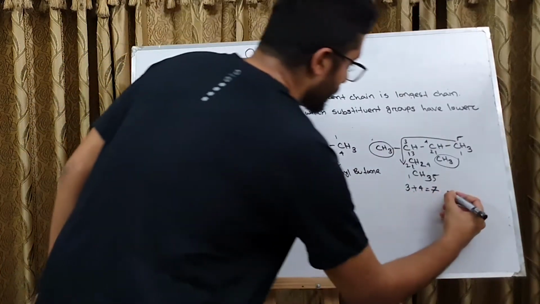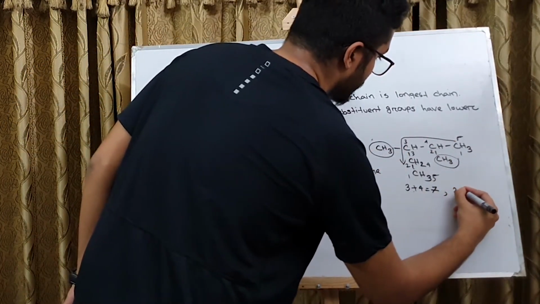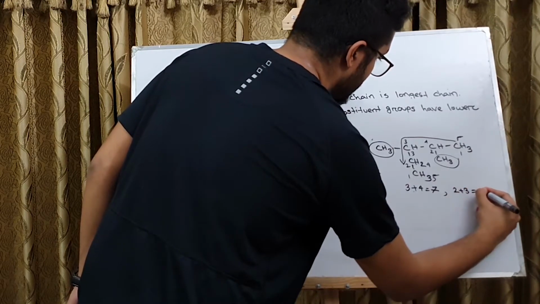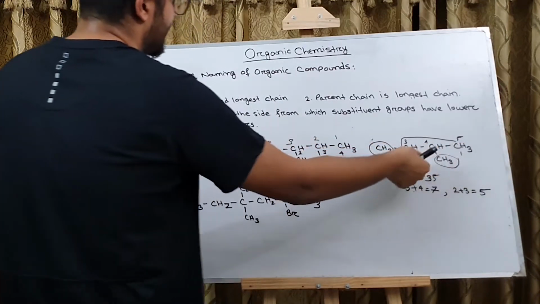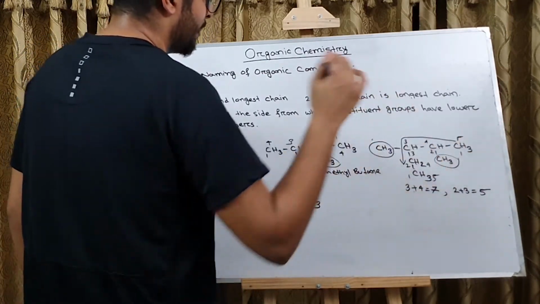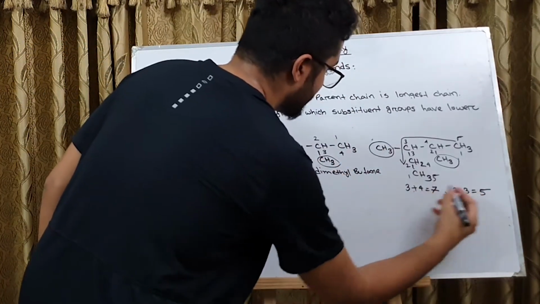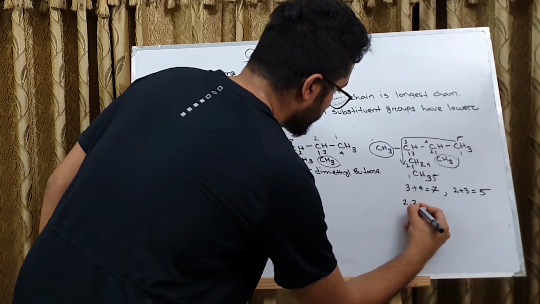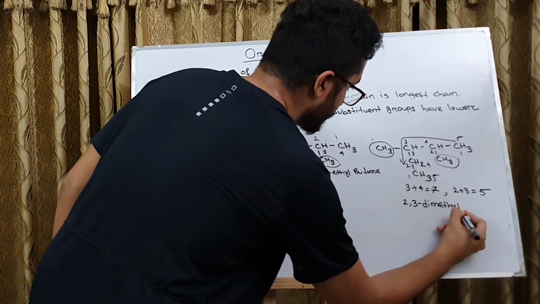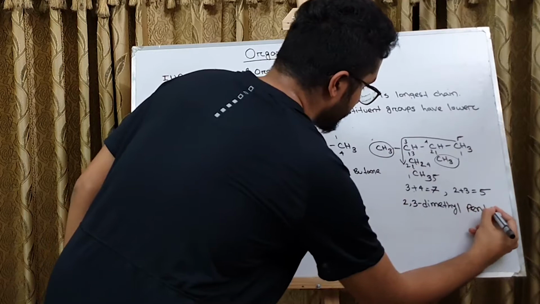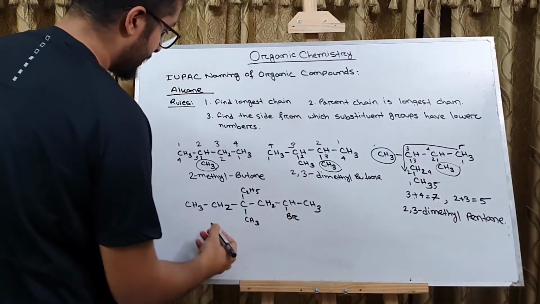See that? So if I number it from right to left, I have the summation of the substituent groups as 2 plus 3 equal to 5. So I will number it from this side, as it gives me the lowest number in case of substituent groups. So this can be named as 2,3-dimethyl pentane. Clear? Okay, now let's see this example.